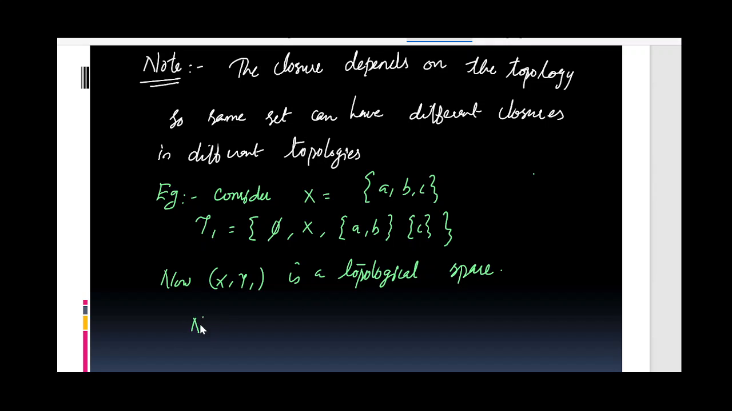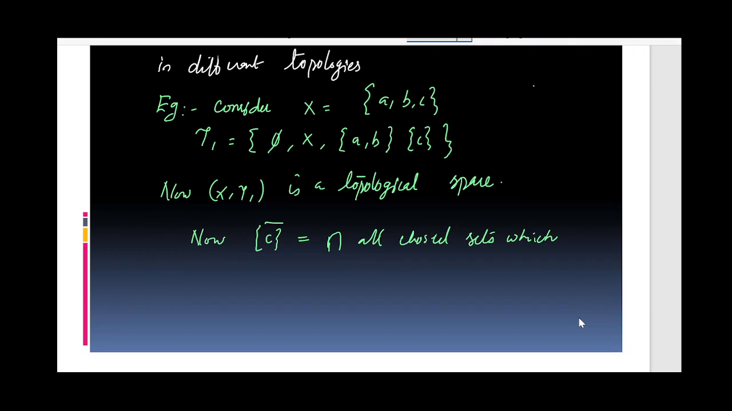Now I want to find C closure. In order to find C closure, I should take the intersection of all closed sets which contain C. I should consider it like that.